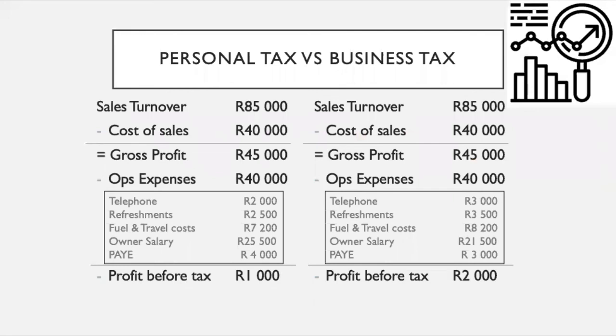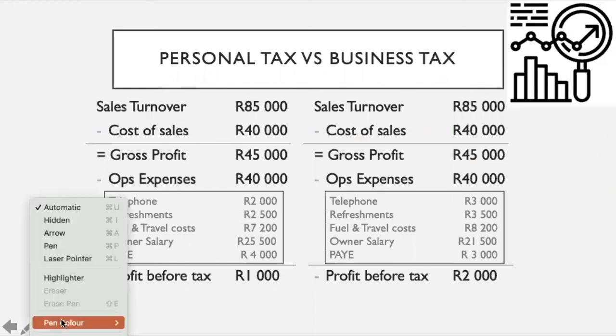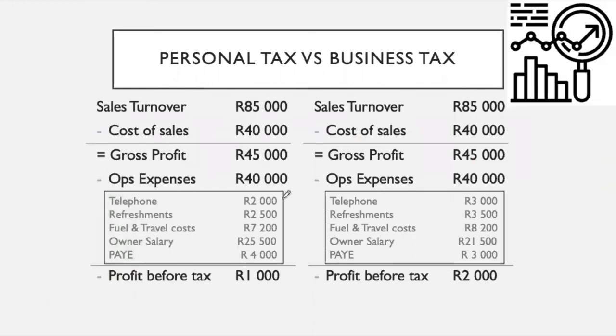Okay, we're running out of time. I can't believe how quickly it goes. So I quickly want to just show you something in terms of personal tax versus business tax. So please have a look for me at the left-hand side. So we've got our typical business here. Operating expenses is 40,000. This business has got salary, telephone 2, refreshments 2, fuel 7.2, salary 25.5. I just thumb-sucked a number, so please don't hold me to this PAYE number, but 4,000 Rand PAYE, which leaves us with 1,000 Rand profit. Okay, so the business is going to pay tax on 1,000 Rand.